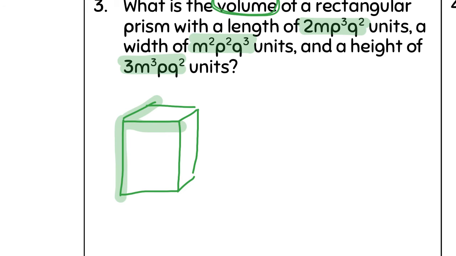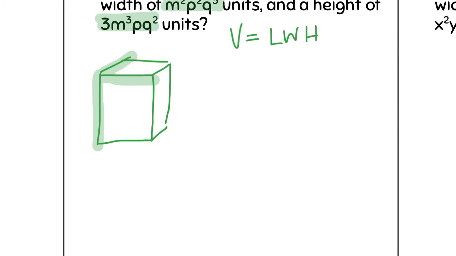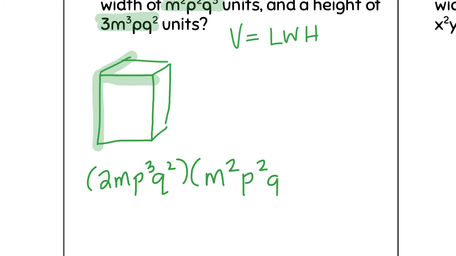So when we find the volume, what we need to do is multiply all 3. So length times width times height. So we will have 2m p to the third q to the second times m squared p squared q to the third times 3m to the third pq squared.